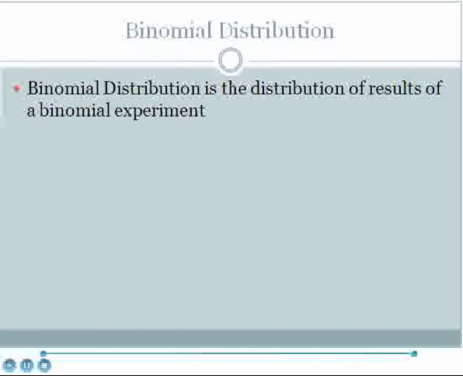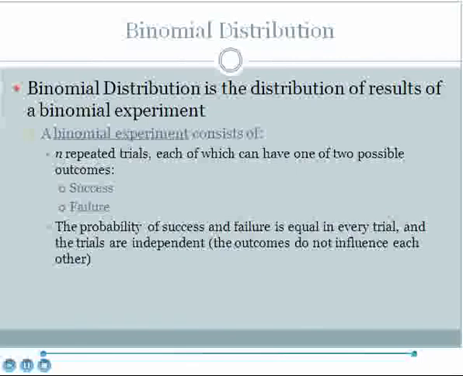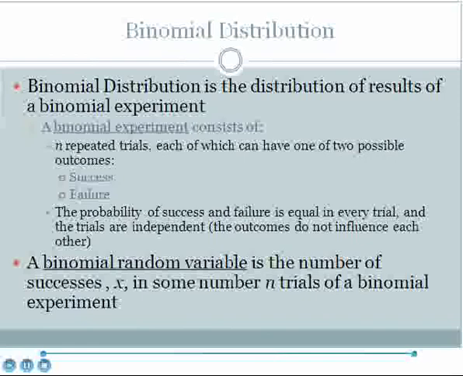A binomial experiment consists of n repeated trials, each of which can have one of 2 possible outcomes, success or failure. The probability of success and failure is equal in every trial, and the trials are independent. That is, the outcomes do not influence each other. A binomial random variable is the number of successes, x, in some number of trials, n, in a binomial experiment.